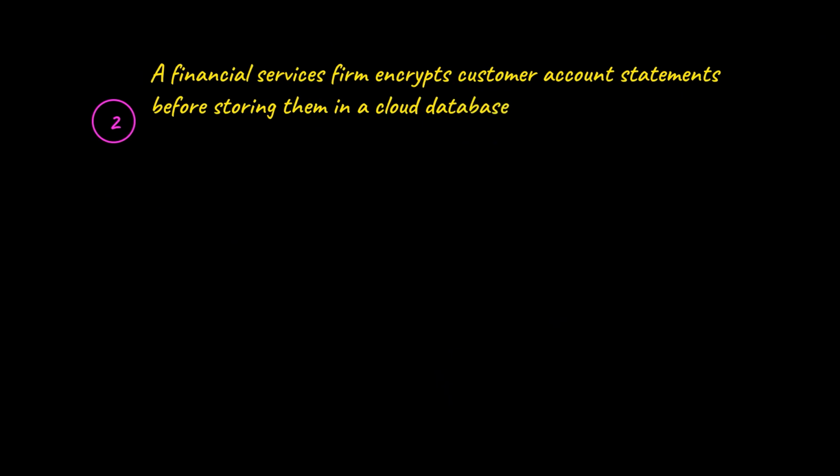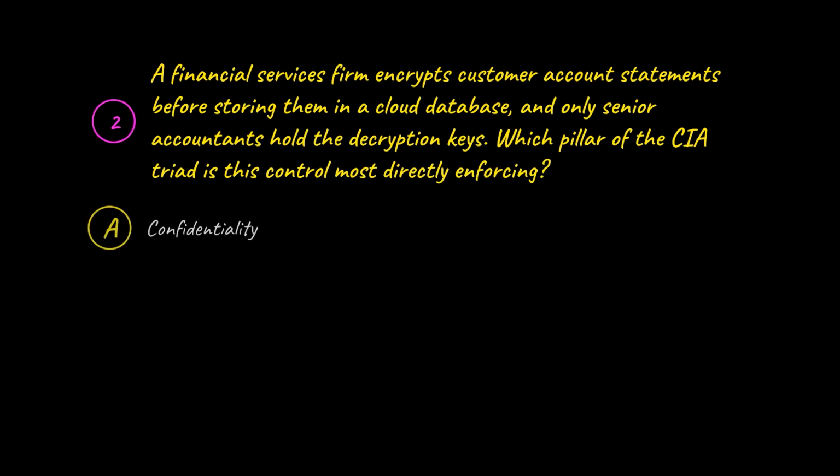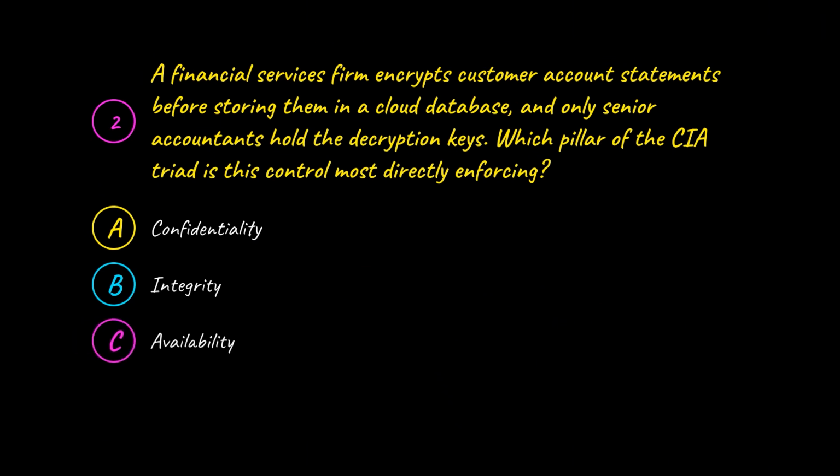Question 2. A financial services firm encrypts customer account statements before storing them in a cloud database, and only senior accountants hold the decryption keys. Which pillar of the CIA triad is this control most directly enforcing? Your options are A. Confidentiality, B. Integrity, C. Availability, D. Accountability.